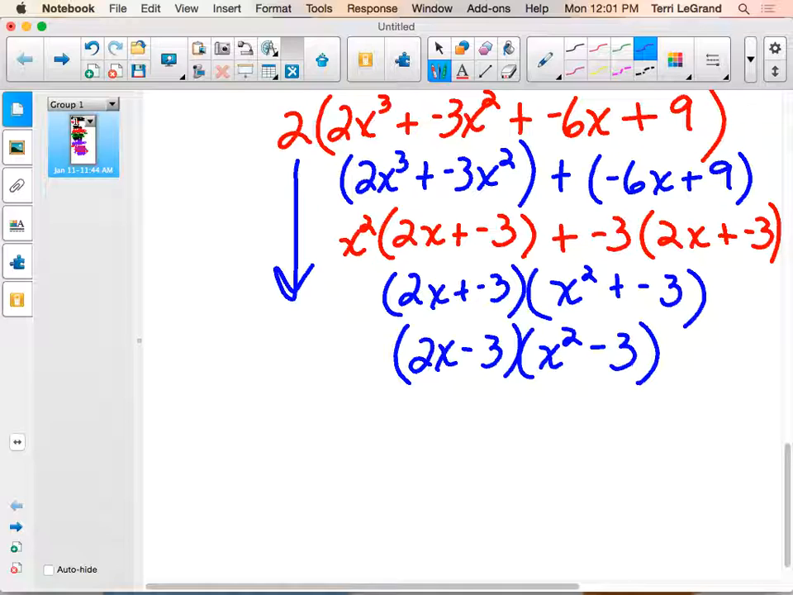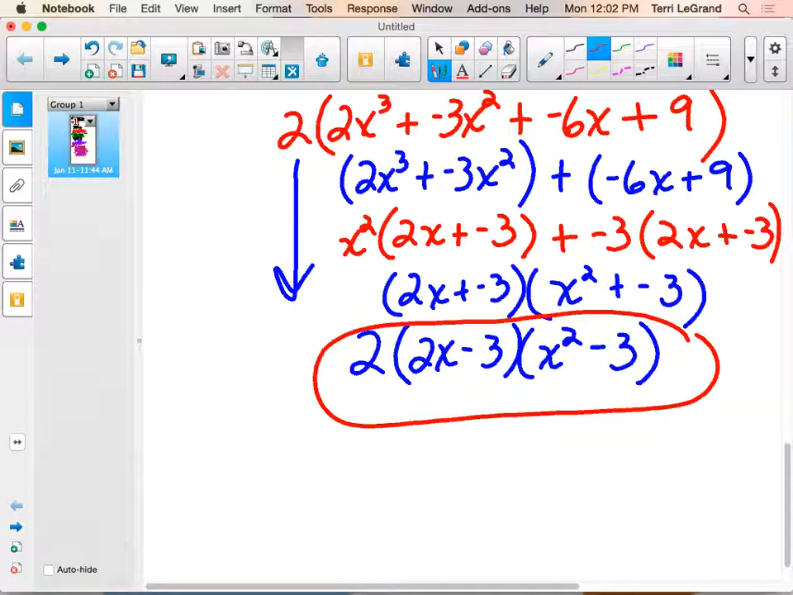The first one, 2x minus 3. Binomial, it's got subtraction. Is it the difference of 2 squares? No, 2x is not a square, nor is 3. We look at the other factor. It's a binomial. It has subtraction. Is x squared a perfect square? Yes. Is 3 a perfect square? No. They both have to be, don't they? Okay? So can we factor x squared minus 3? No, we can't. And we bring down that GCF that we had in the beginning, our 2, and we have our final factored answer.